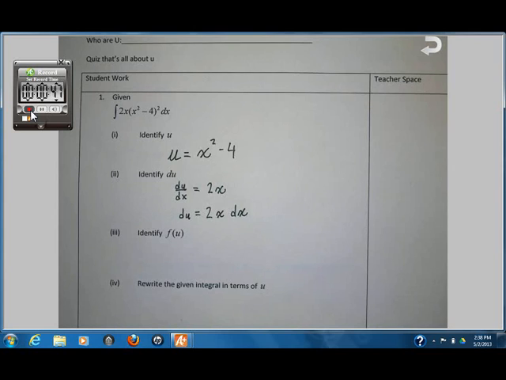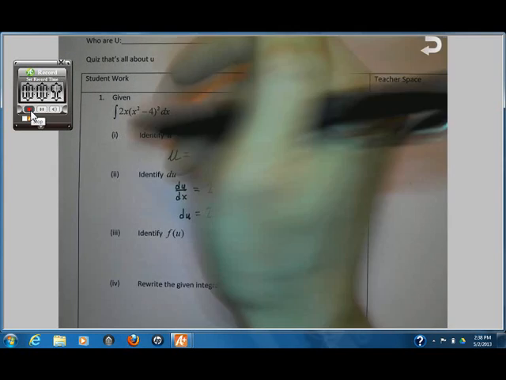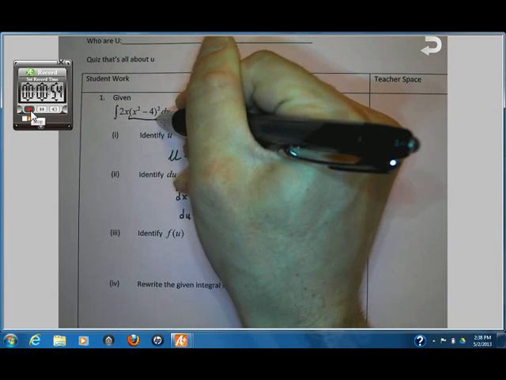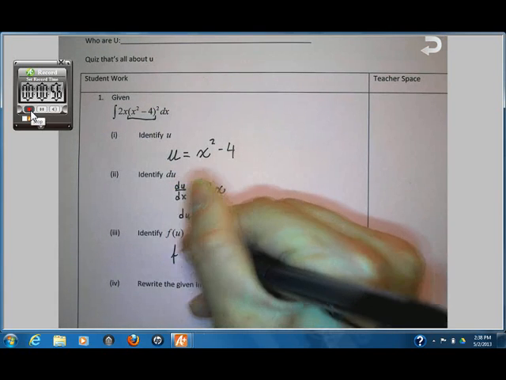Then you ask yourself, okay, what's the function of u? Well, the function of u is just this part right here. And that is that f of u is equal to u squared.